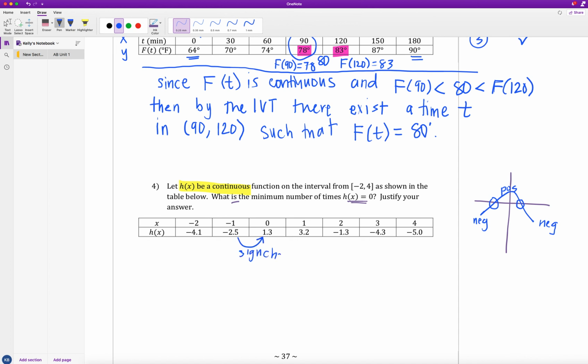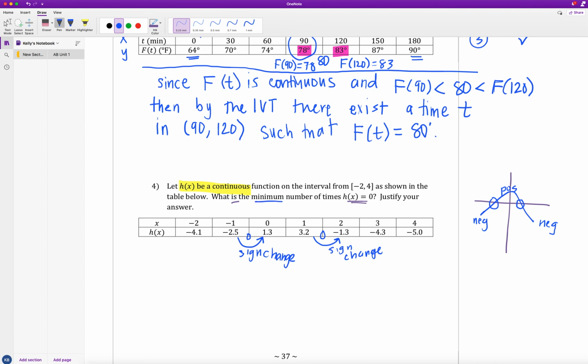And because of that, at some point, because my function's continuous, I have to somehow pass through 0. Then between my next 2 points, from 1.3 to 3.2, there's no sign change. But then at x equals 1, I'm at positive 3.2, and then at x equals 2, I go to a negative 1.3. So again, I have another sign change, which means that I have to cross through 0 somehow, at least once. And then on the rest of the points, I am at -1.3, -4.3, no sign change there. And then -4.3 to -5, I also don't have a sign change again.